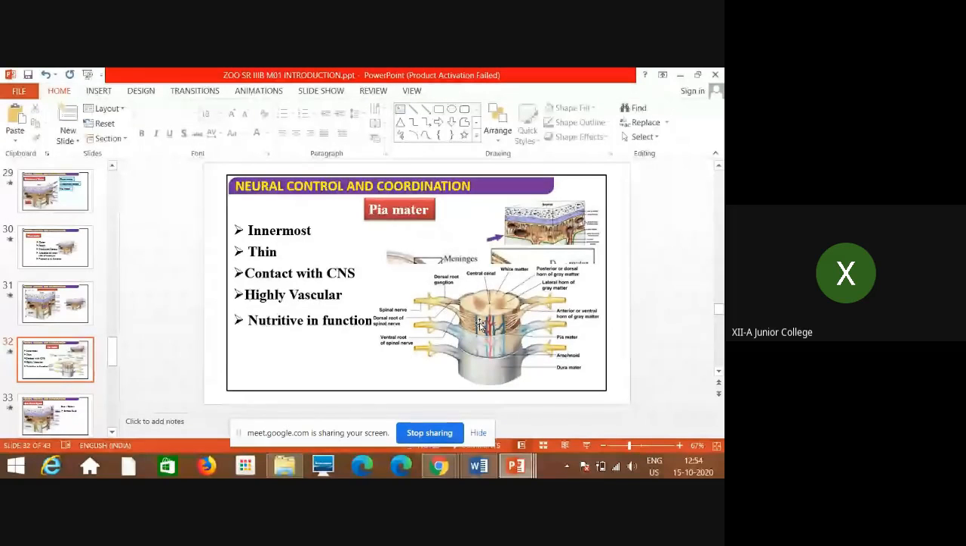Okay. So pia mater is the innermost, thin, in contact with the CNS, that is the central nervous system. It is highly vascular, which is helpful, and it is nutritive in function also.